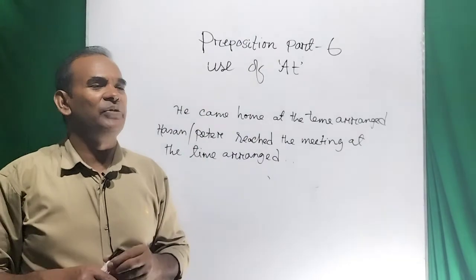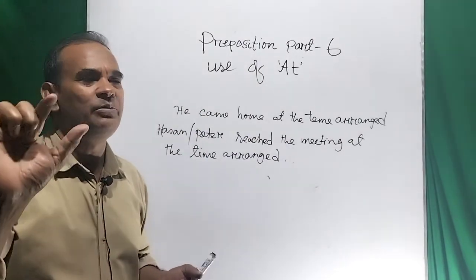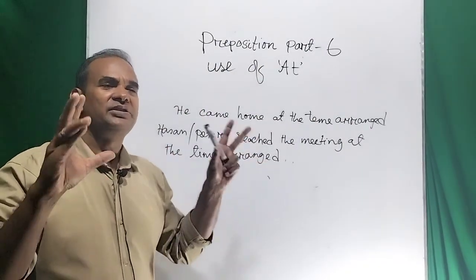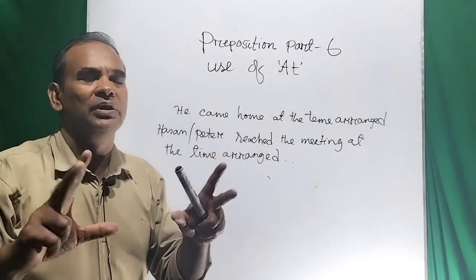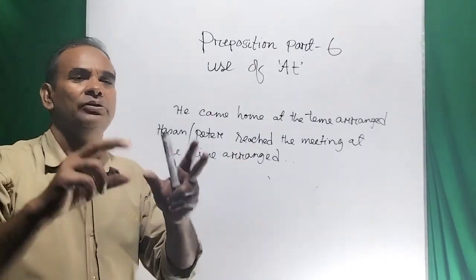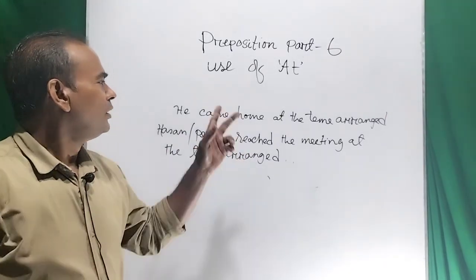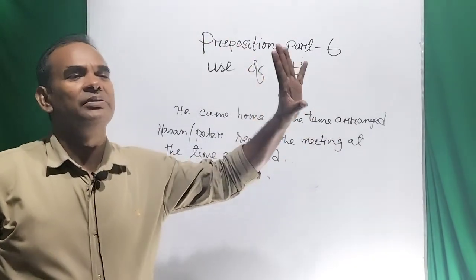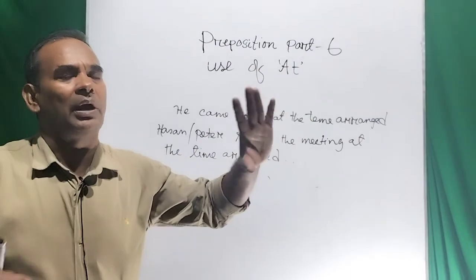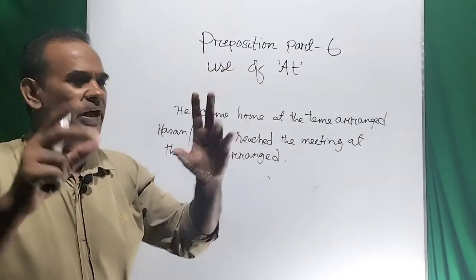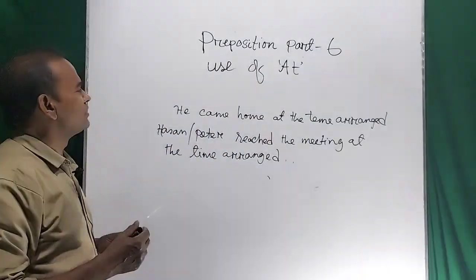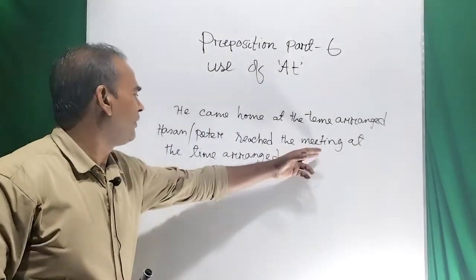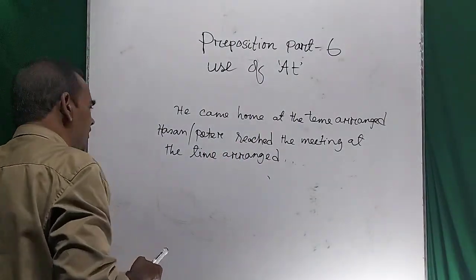This means if the time was 9 p.m., Hassan or Peter reached the party at 9 p.m. Not after 9 p.m., not before 9 p.m. So we can understand at the time arranged. That means the time not before or after the fixed up time. So we can use he came here at the time arranged or Peter reached the meeting at the time arranged.